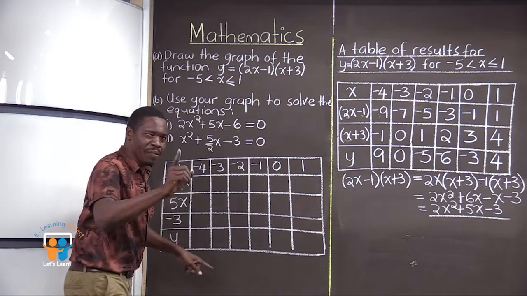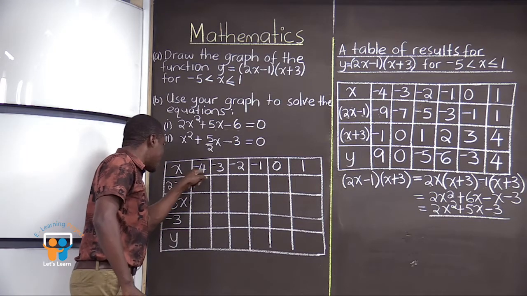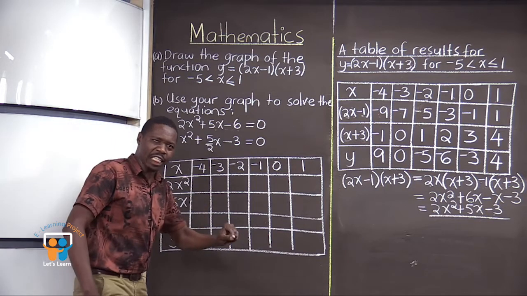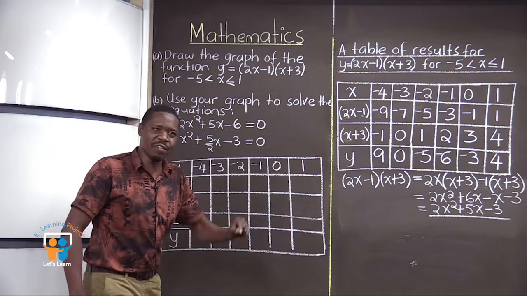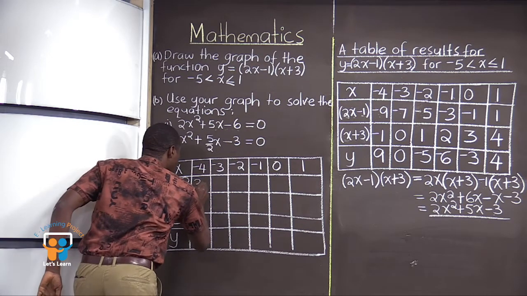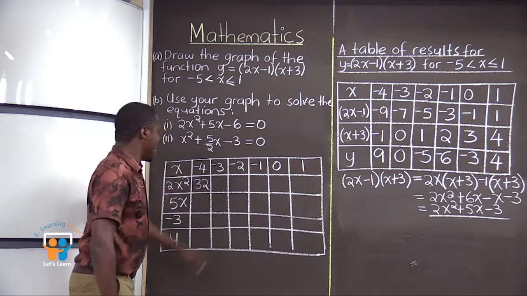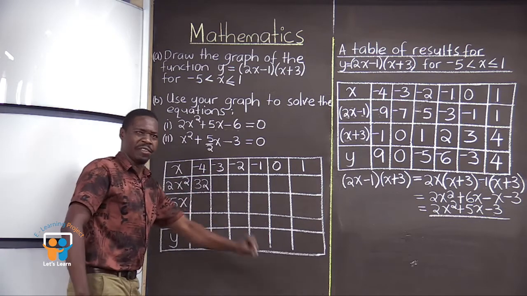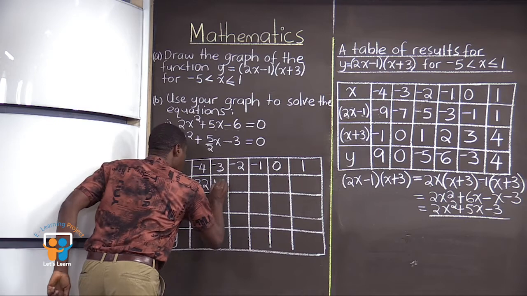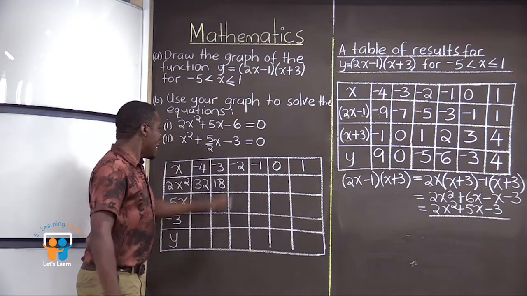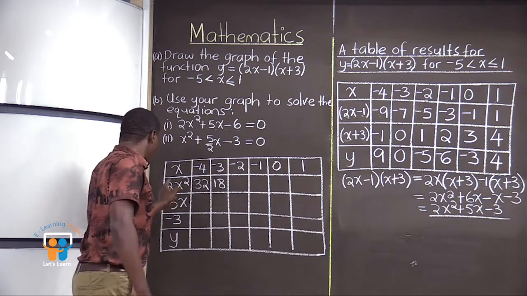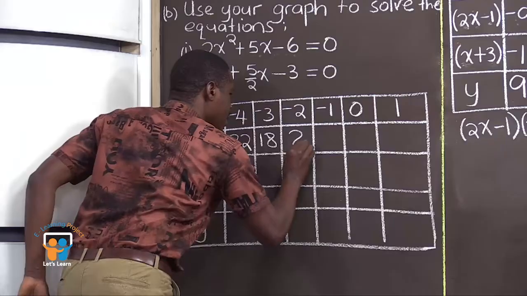2x squared simply means substitute the value of x, which is a negative 4. Negative 4 squared simply means negative 4 times negative 4, which gives us a positive 16. 16 times 2, we get a 32. Very fast. Negative 3 squared is a negative 3 times a negative 3, which is a 9. 9 times 2, what do you get? You get 18. Negative 2 squared is a negative 2 times a negative 2, which is a 4. 4 times 2, you get an 8.